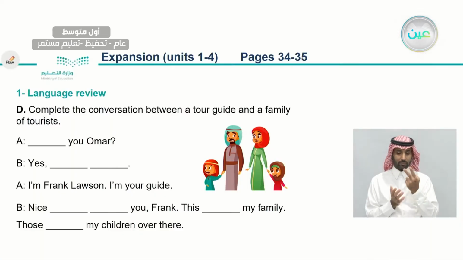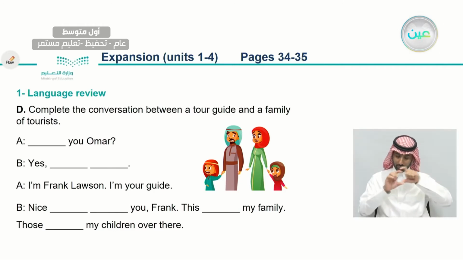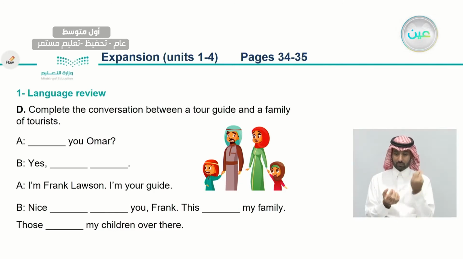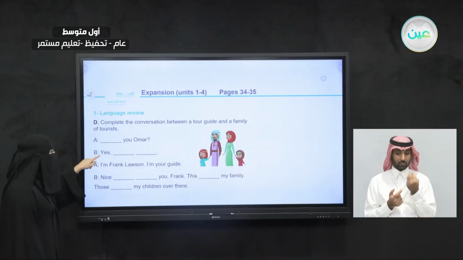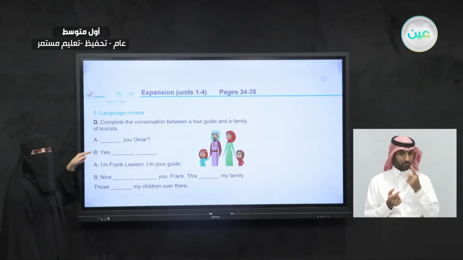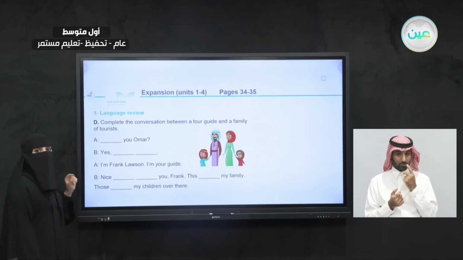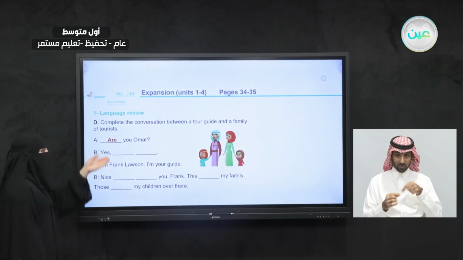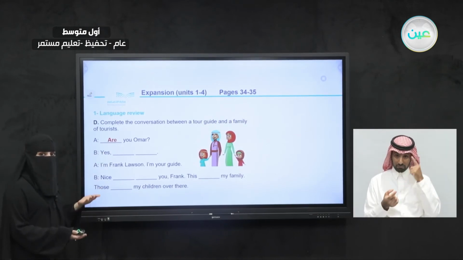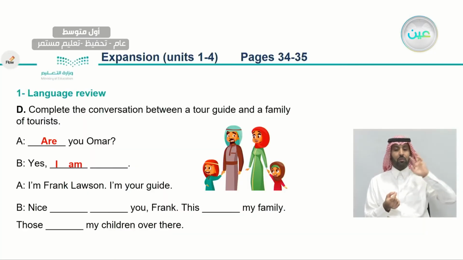Let's look at letter D. Complete the conversation between a tour guide and a family of tourists. Letter A. You, Umar. Yes. So what do you think? It's a yes-no question. Can you look at the answer? So right here I'm looking for verb be. Are you Umar? I want to make sure, yes or no. The answer would be yes, I am. I am Frank Lawson.